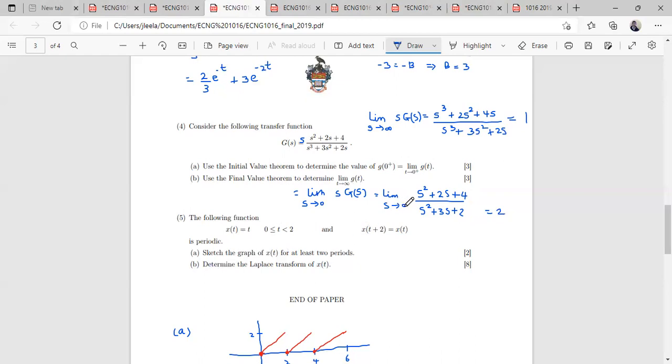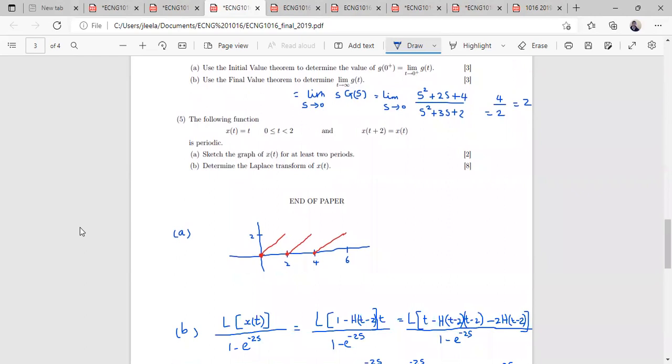So if s approaches 0 here, what will happen? The first and second terms in the numerator and denominator will be 0. And you'll just get 4 over 2, which is equal to 2. All right?